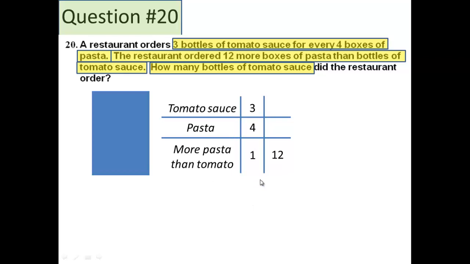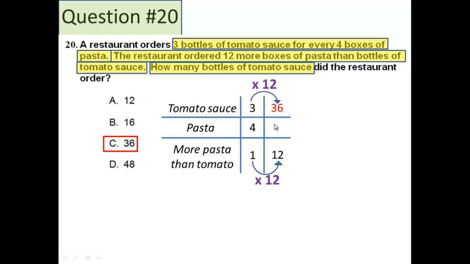Okay? And now once you got that, we just have to figure out how to get from 1 to 12, and that's a joke. That's times 12. Okay? Now the question asks for how many bottles of tomato sauce. So you can multiply both of these times 12, but the only one we really care about is the tomato sauce. 3 times 12 gives you what, y'all? Call it out. 36 is right. Doesn't matter. This is 48, but you don't need it. The answer was 36. Okay, this is a really tricky ratio table problem, and it's because you have to read carefully about 12 more boxes of pasta.